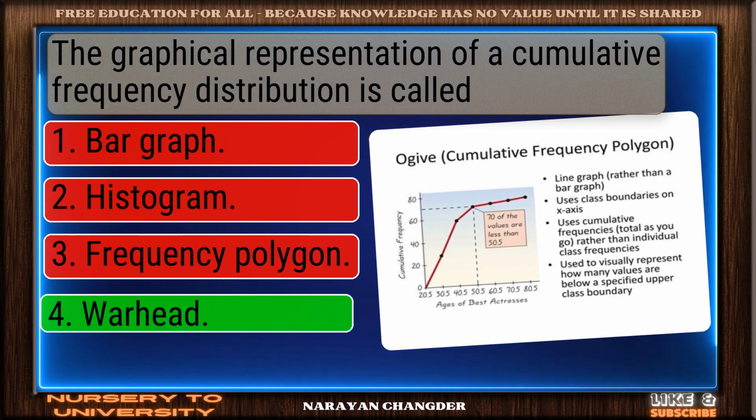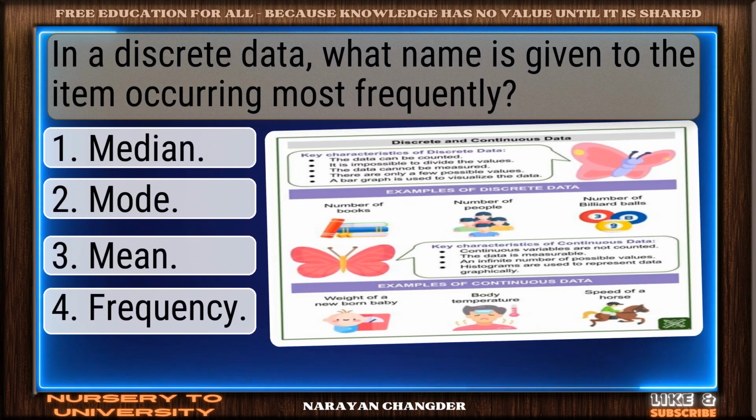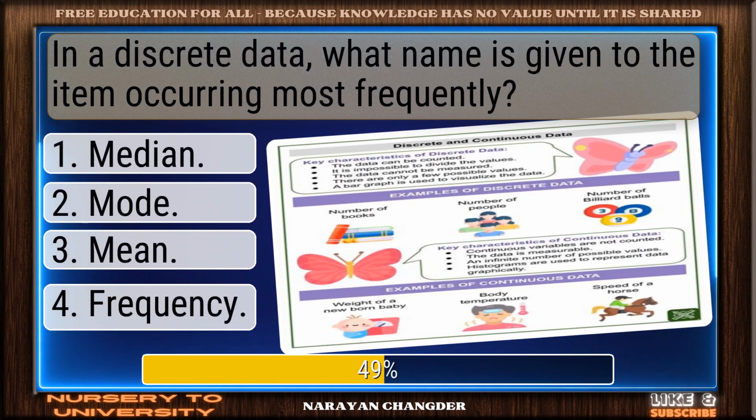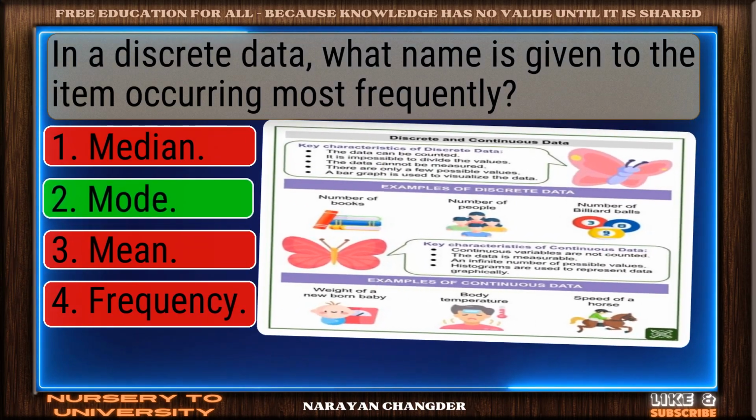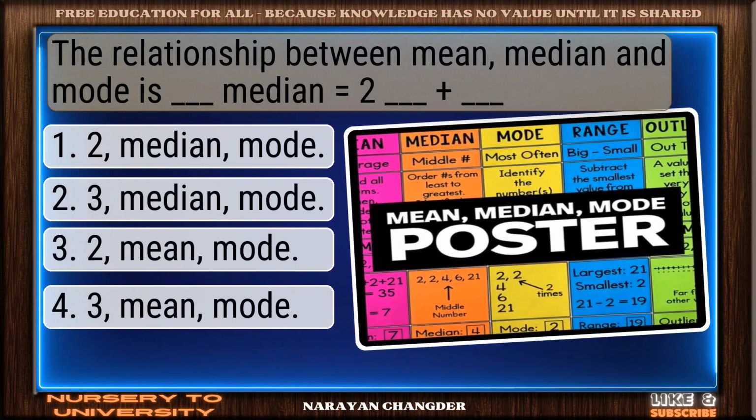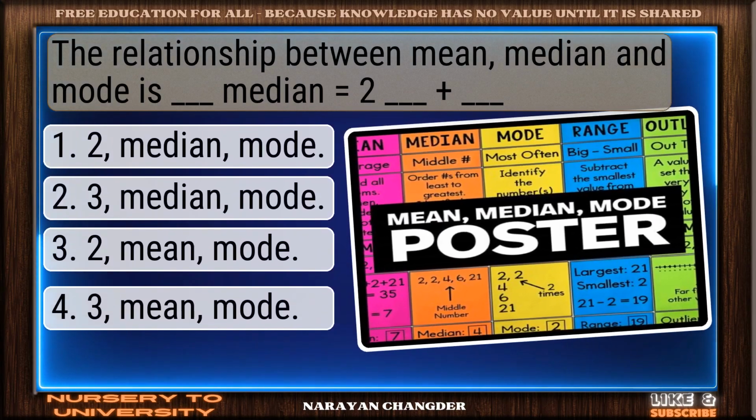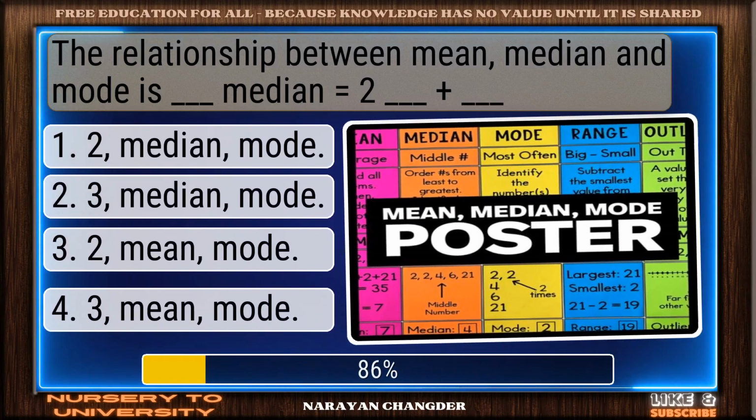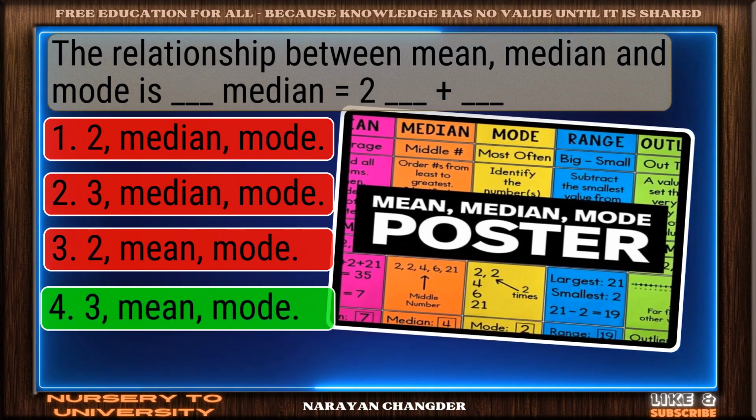Nice selection. Warhead is correct. In discrete data, what name is given to the item occurring most frequently? Nicely done. Mode is solid. The relationship between mean, median, and mode is: mode equals 3 median minus 2 mean. Nice work. 3 median minus 2 mean fits perfectly.